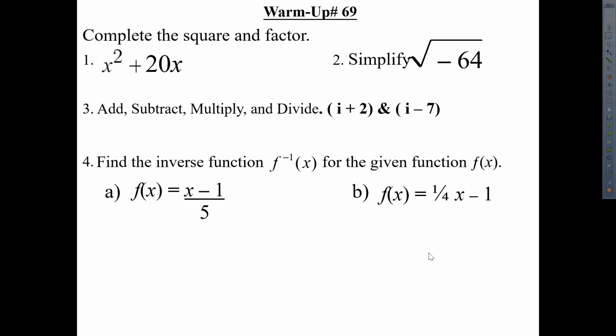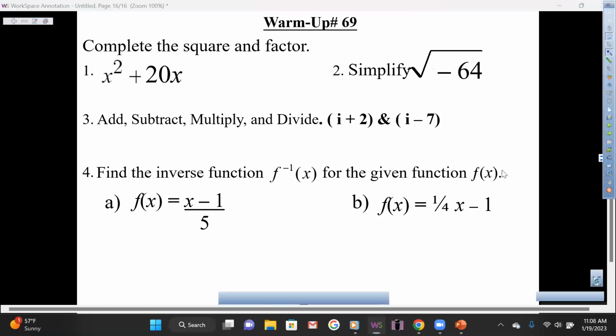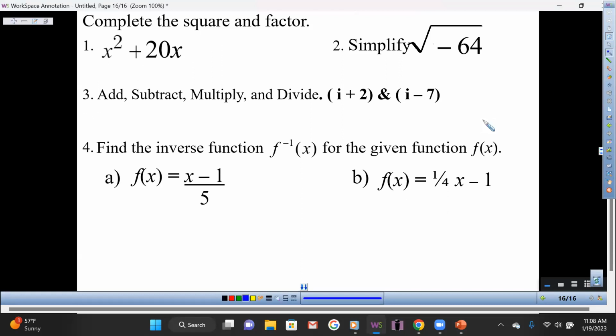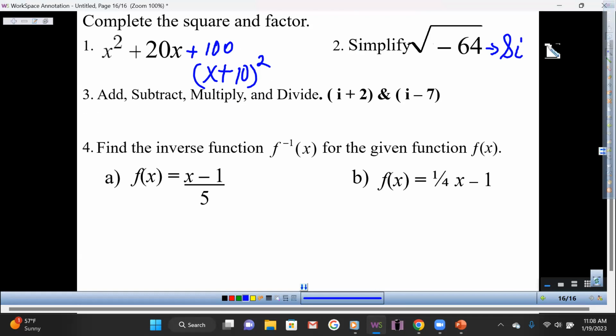All right. So number one. Jaden, what'd you get for number one? And factors? Squared. Hands, if you got that? That is correct. Number two, Ms. Q. All right. 8i. All right.